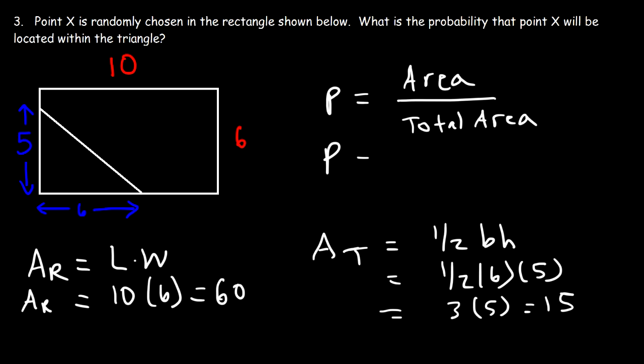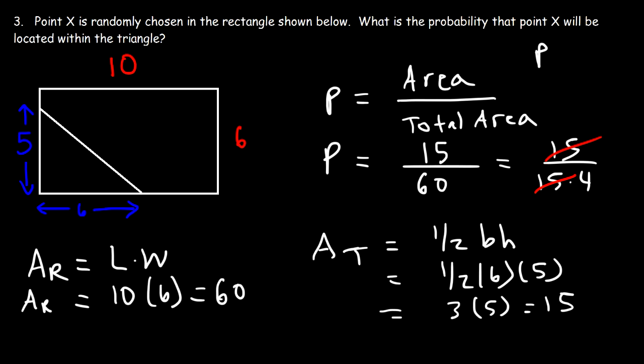So the probability of finding the point within the triangle, where it has to be somewhere in the rectangle, is going to be 15, that's the area of the triangle, divided by the total area of the rectangle, which is 60. And 60 is 15 times 4. So therefore, the probability is 1 out of 4.